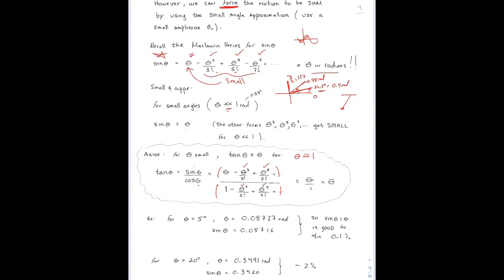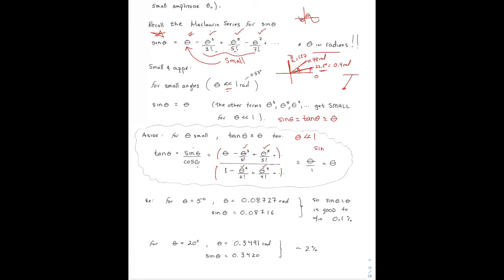So here's the first couple terms for sine. There's the first couple terms for cosine. When theta is much, much less than 1, that term gets small, that term gets small because you're raising it to a power. That term gets small, that term gets small, and all you're left with is theta over 1, which gives you theta. So the small angle approximation you'll often see is sine theta is approximately equal to tan theta, which is approximately equal to theta.